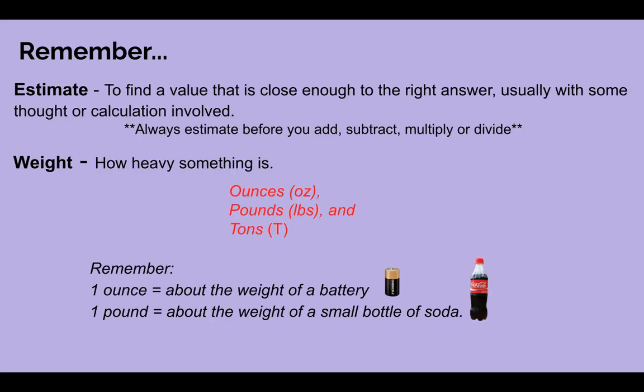Let's remember, estimate is to find a value that is close enough to the right answer, usually with some thought or calculation involved. Remember, we are always going to estimate before you add, subtract, multiply, or divide. It makes doing adding, subtracting, multiplying, or dividing much easier. Weight is how heavy something is. We use ounces, pounds, and tons. Remember, 1 ounce is about the weight of a battery, and 1 pound is about the weight of a small bottle of soda.